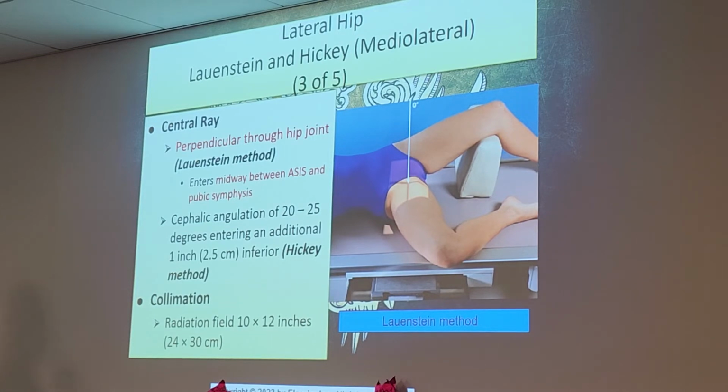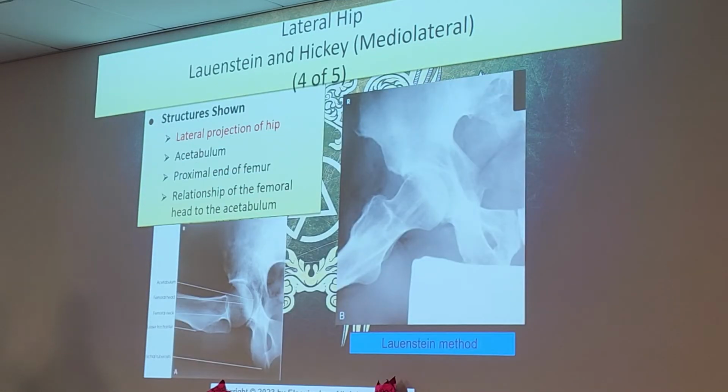Ten by 12 crosswise once again for that set orientation. All right, so what are we going to see? Of course, the lateral projection of the hip. We're also going to see the acetabulum, much more visualized because of the way we're going to move that femur out of the way. The proximal end of the femur and the relationship of the femoral head to the acetabulum itself.